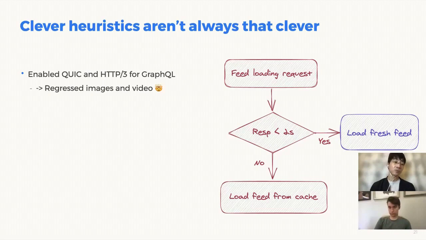As you can imagine, when we switched to use QUIC for the GraphQL request, because now it is faster, we have more users that are within this 2 second limit. But their image and video requests are still over TCP. So the percentage of image and video requests that will be used in a relatively bad network actually increased. So this is why those metrics regressed. Once we also enabled QUIC and HTTP3 for image and video, this problem disappeared.